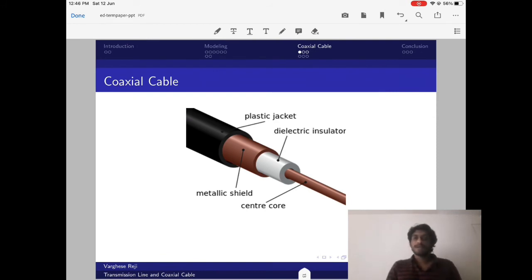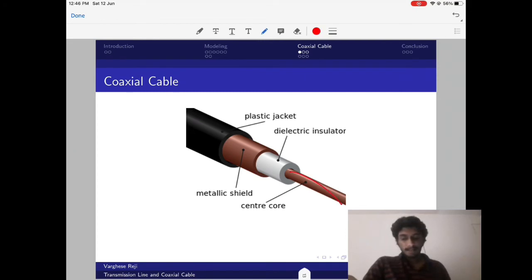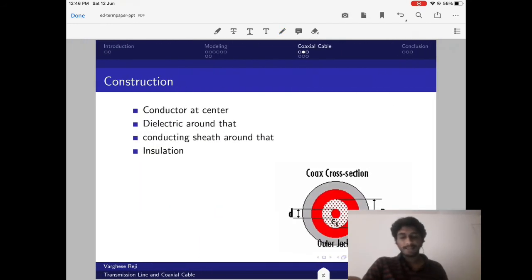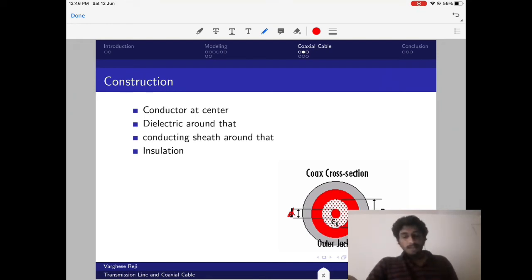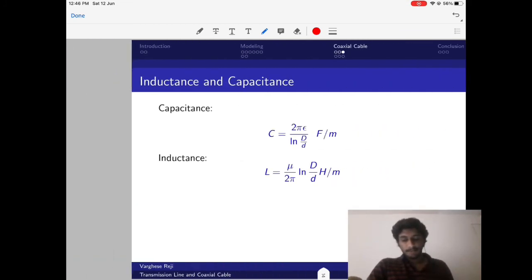Now let us look at the coaxial cable. The structure of a coaxial cable is like there will be a conductor at the center, and around that there will be a dielectric insulator, around that again a conductor, and there will be an insulation. This is the basic structure of a coaxial cable. This is exactly the same as I showed earlier, and the diameter of the central conductor is d, and the inner radius of the outer conductor is capital D. This is the construction of the coaxial cable.